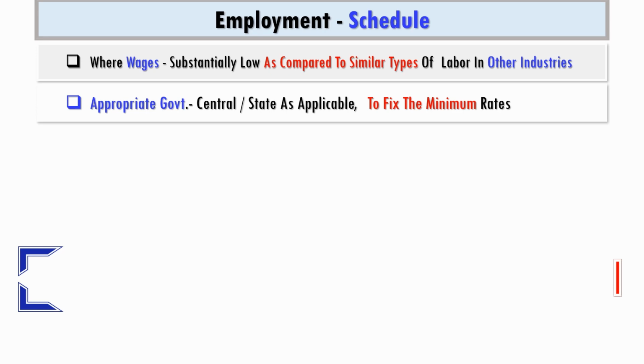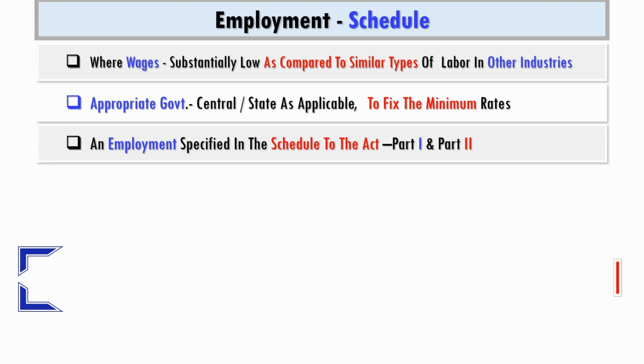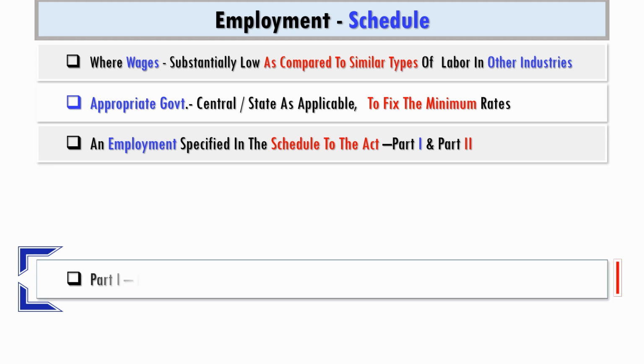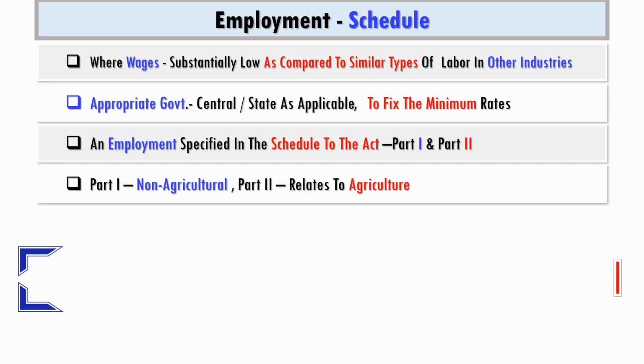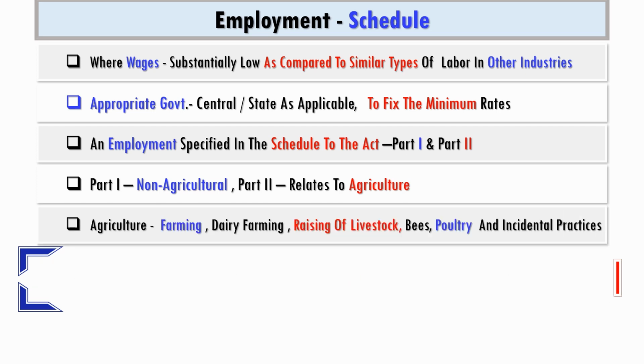And such employments are specified in the schedule to the Minimum Wages Act under Part 1 and Part 2. Part 1 deals with non-agricultural employments and Part 2 deals with agricultural employments. Agriculture includes farming, dairy farming, raising of livestock, beekeeping, poultry and other incidental practices.